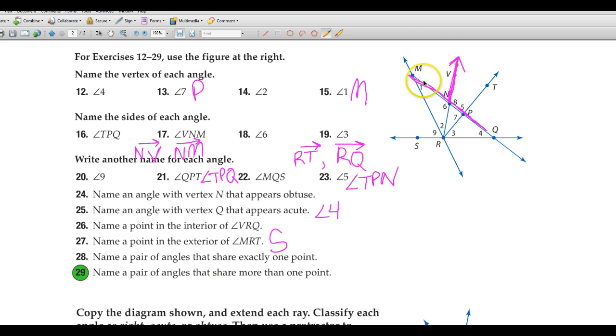So on this side we would have angle MNV or VNM. And on the other side, VNQ or VNP, or you can go the other way, PNV or QNV. And that solves number 29.